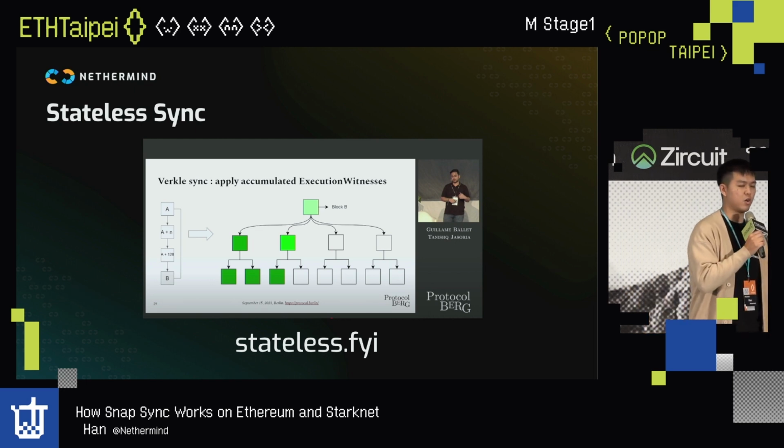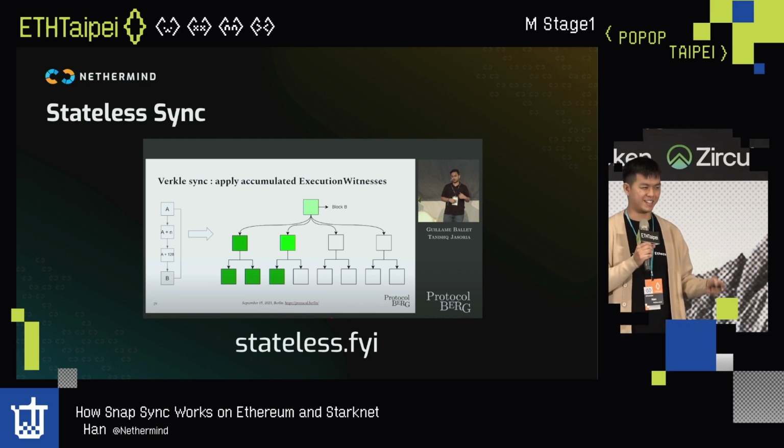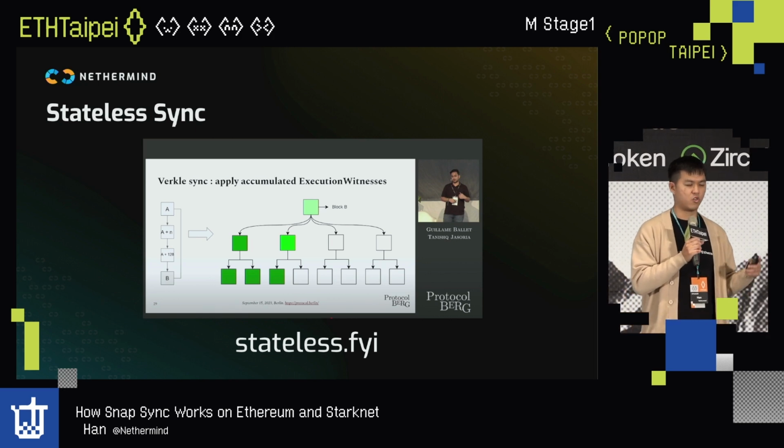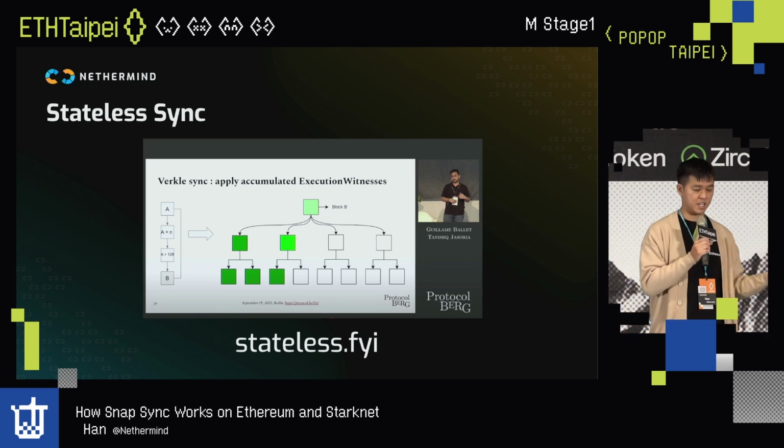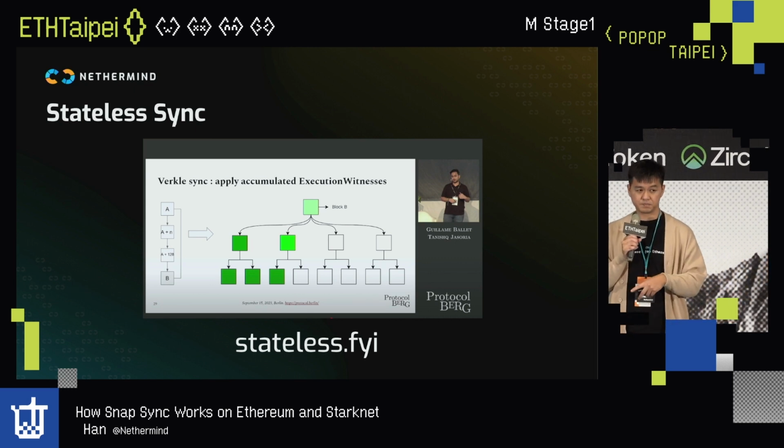Hence, this is why it's called stateless. Why it's good for us is because if you want to do block validation, you can simply run a node without any state. But if you want to produce a block, you still have to have predefined state.